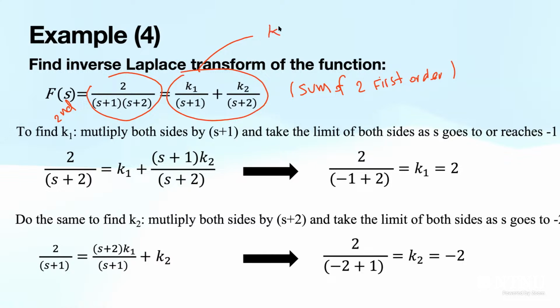It will be k1 multiplied by exponential minus t plus k2 exponential minus 2t, right? So it's easy. When we do it like this one, it will be easy. And now we just need to find the value of k1 and k2. How can we find k1? Just multiply F of s by that part, and take the limit as s goes to minus 1. So as s goes to minus 1, it will be 2 divided by minus 1 plus 2, so it will be 2. So in fact, this one will be 2 e to the minus t. Okay?